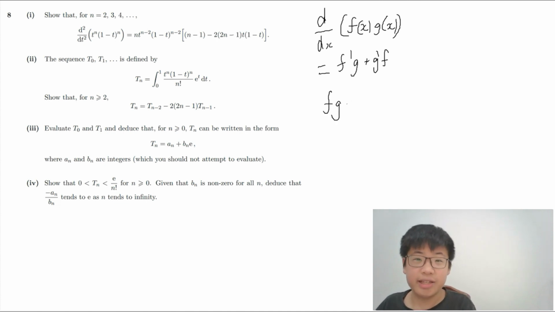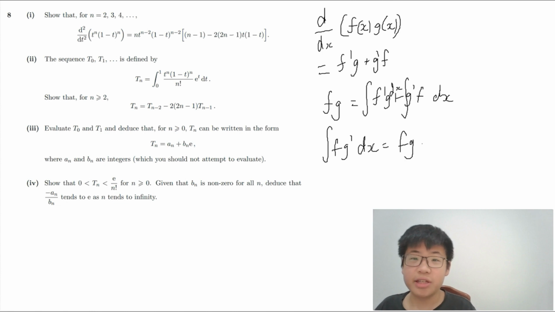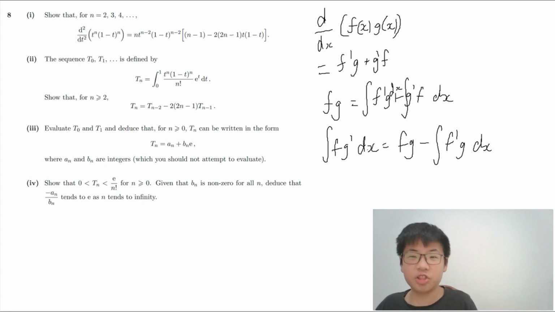So fg equals the integral of f prime g plus g prime f dx. And you know the sum rule for integrals, right? You can just put the integral here and do it here. So this means that the integral of f g prime dx equals fg minus the integral of f prime g dx. Now, does that make sense to you?